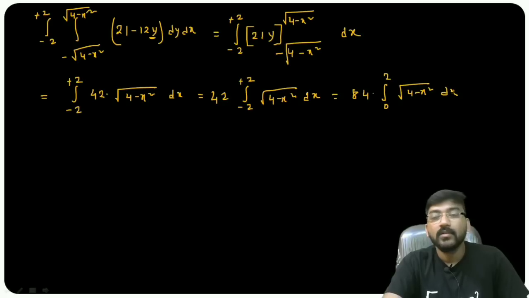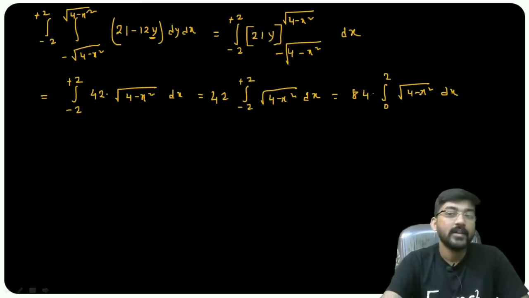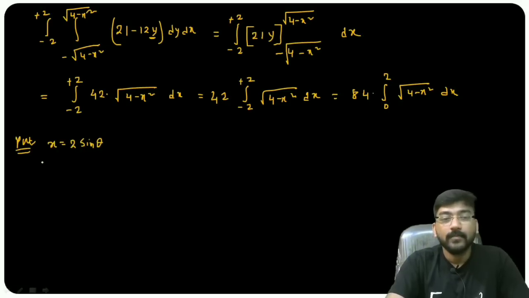Now you can solve this integration by putting x equal to 2 sin theta. If you put x equal to 2 sin theta, then your dx will be 2 cos theta d theta. And your limit will be 0 to pi by 2 now. If you put x equal to 0, then theta will be 0, and if x is equal to 2, then sin theta will be 1, so theta will be pi by 2. So your limit of this integration will be now what?